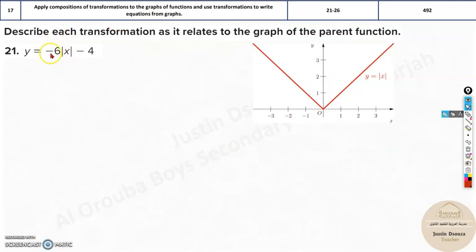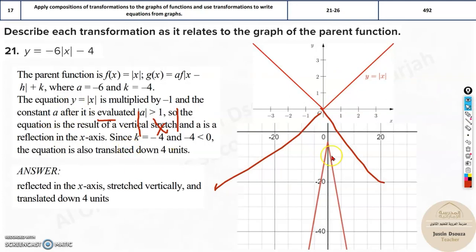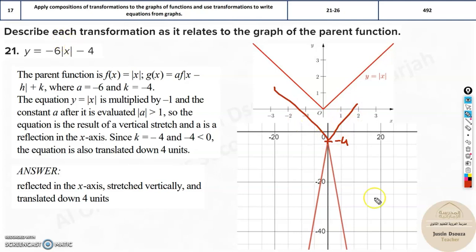But can you see this minus sign at the beginning? Whenever you have minus absolute x, this will reflect downwards. Now over here, ignore this for a while. Since it is minus, it will go downwards. And since it's minus 4, look over here. This is at minus 4, the starting point. It moved down. See, over here it just moved down. But since it's negative, it is going downwards.